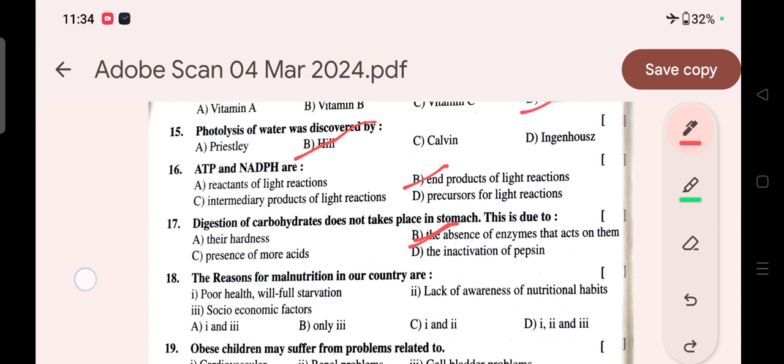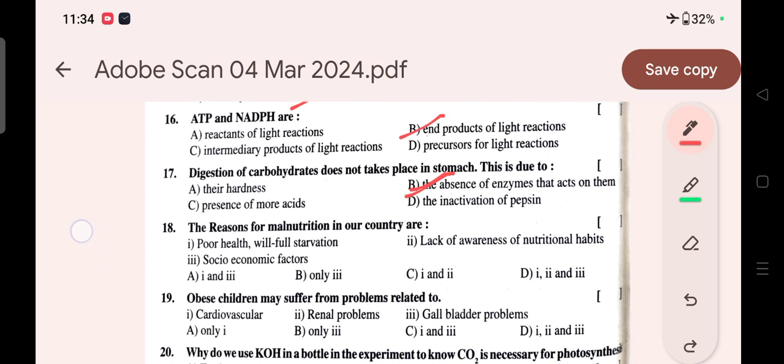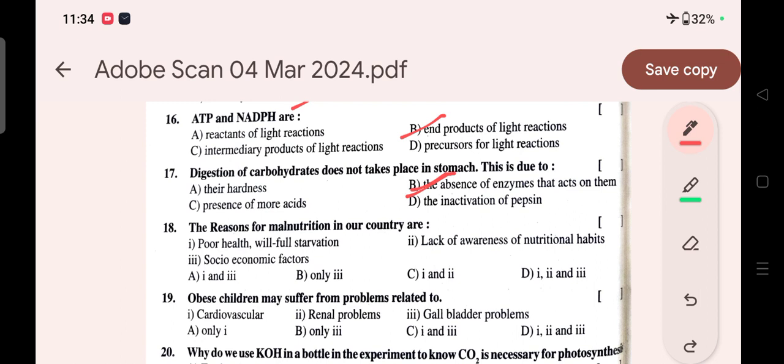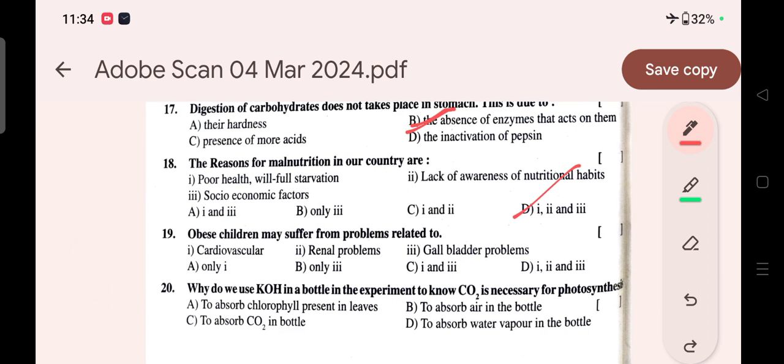The reason for the malnutrition in our country: poor health, lack of awareness, social economic factors. All the above. Option D is the correct. Obese children may suffer from the problems related to cardiac vascular problems, renal problems and gallbladder problems. All the above. The option D is the correct.